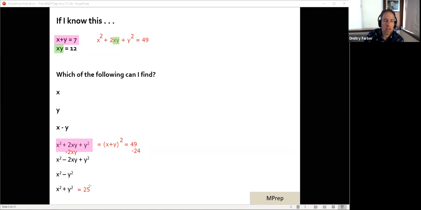So what numbers do you think x and y are? What does it seem like x and y must be? Maybe you did the work out. 4 and 3, right? 4 and 3 add to 7, 4 and 3 multiply to 12. That's not because we know they're integers, that's just because that's what works.